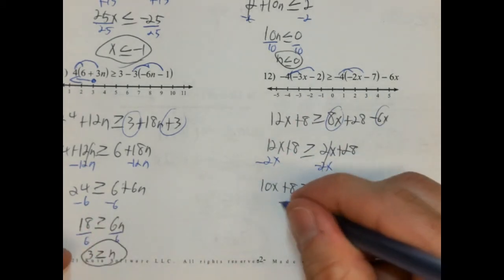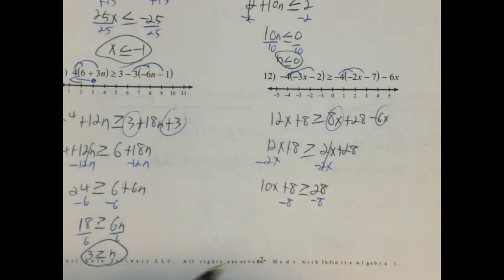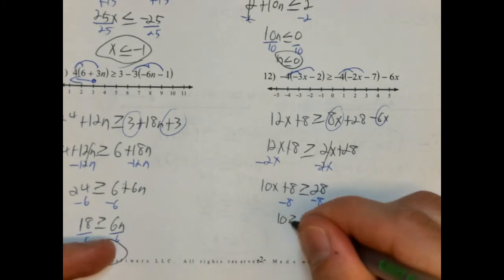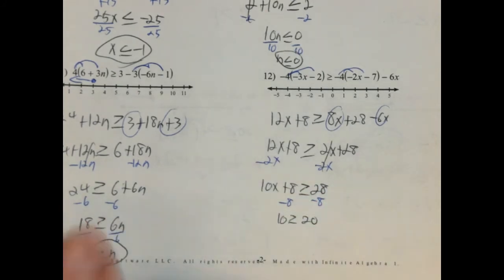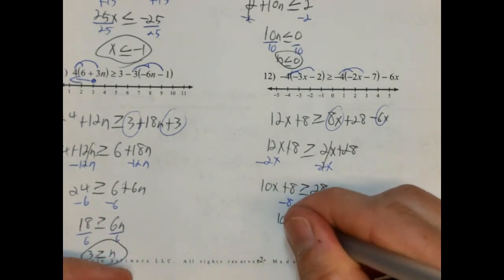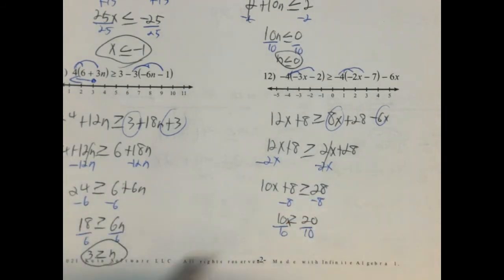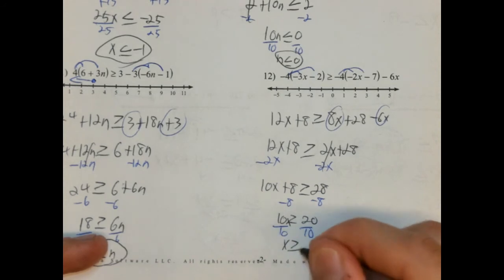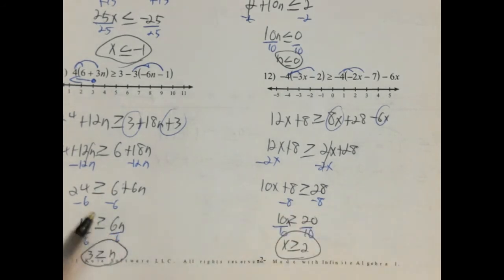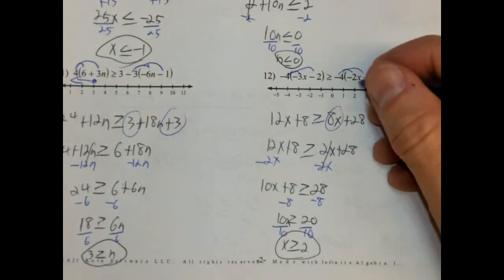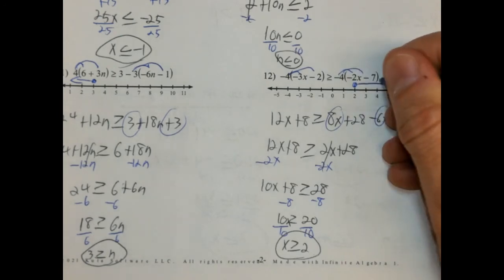We're going to get rid of our constant, which is 8. So 10x is greater than or equal to 20. And divide by, oh, forgot the x, that's kind of important. Divide by our coefficient, which is 10. And x should be greater than or equal to 2. So it's going to be a filled-in circle because it's inclusive. And x is greater than, so we're going to the right.